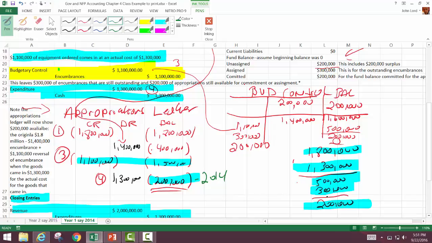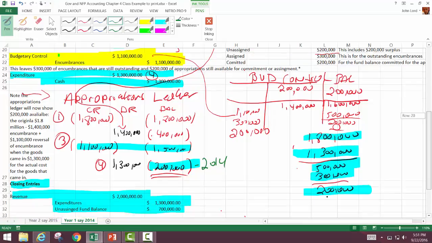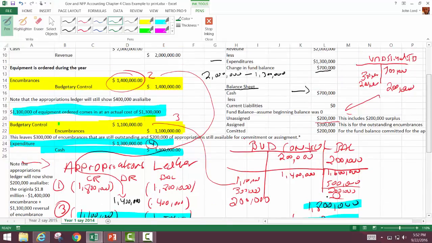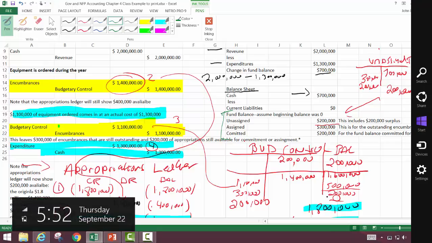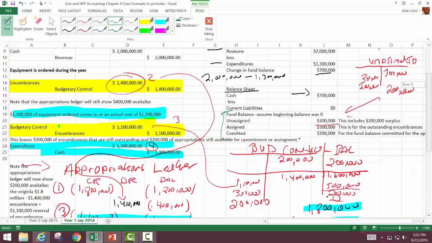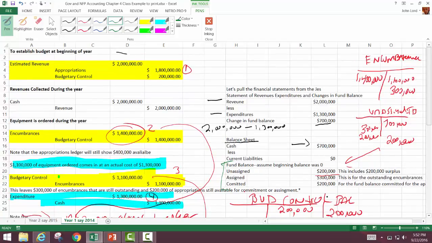So that's how we ended up with the amounts in our fund balance: the unassigned 200,000, the assigned 300,000 for the encumbrance, and the committed 200,000. So what happens? Everything here gets closed at the end of the year, doesn't it? Except my balance sheet accounts. Okay, so let's go back through this now.